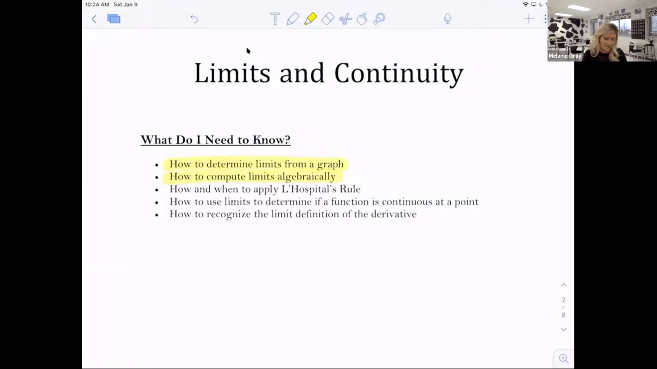Moving on to how and when to apply L'Hopital's rule. And then time permitting, I think we'll wrap up this session with how to use limits to determine if a function is continuous at a point. And we'll begin the next section because I think it's a good segue into differentiation and how to recognize the limit definition of a derivative. Okay, so that's kind of the bridge between this session and the next session.